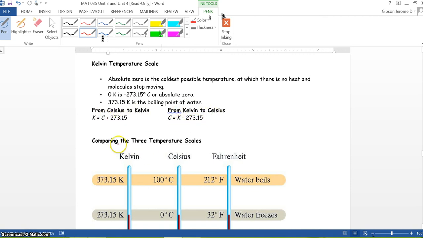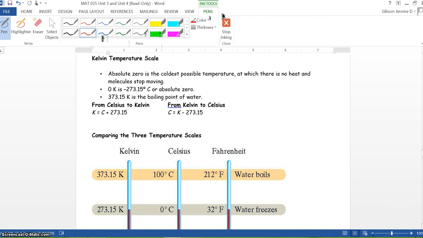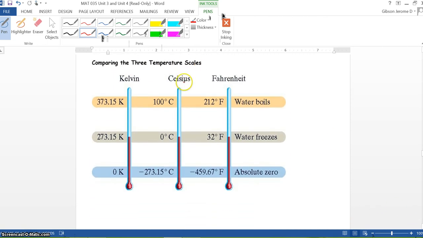These are the formulas. Now we're comparing the 3 temperature scales: Kelvin, Celsius, and Fahrenheit. And if you look here, 373.15 Kelvin is 100 degrees Celsius or 212 degrees Fahrenheit. 273.15 Kelvin is 0 degrees Celsius and 32 degrees Fahrenheit, where water freezes.